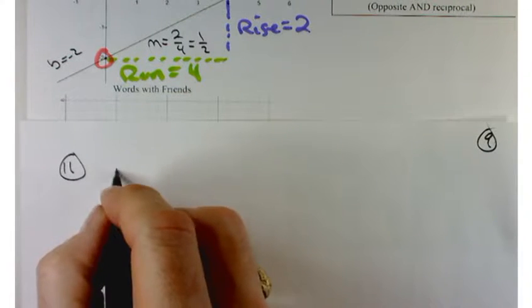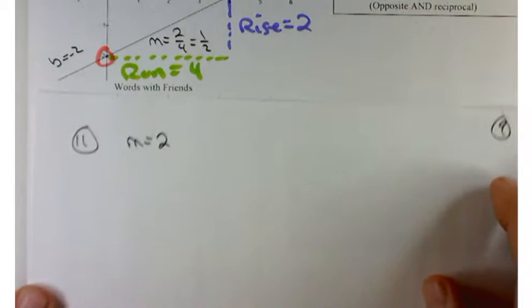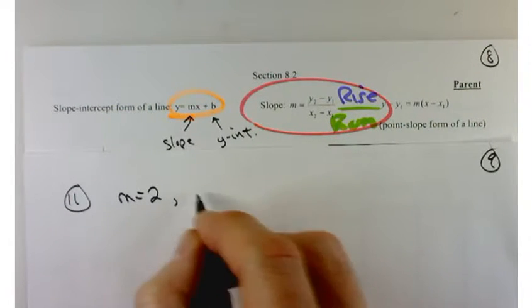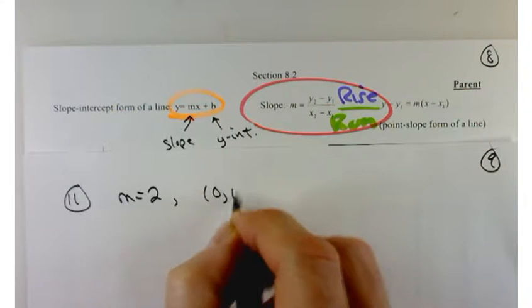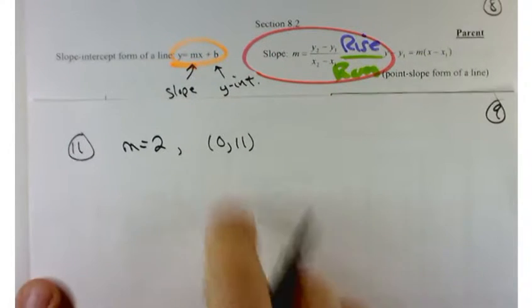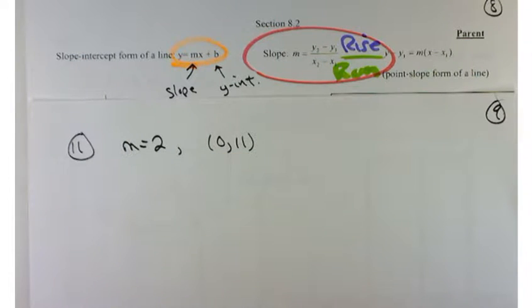Problem number 11 gives you two pieces of information. They give you that the slope is 2, and that you're passing through this point, 0, 11. They ask you for the equation of the line. Well, I guess the one thing I'd ask you to think about is this. Where would you find the point 0, 11 on your graph? What feature would it be on?